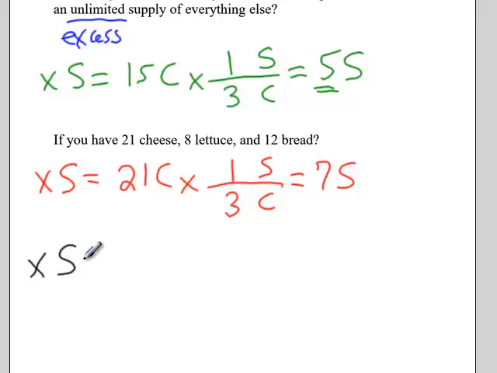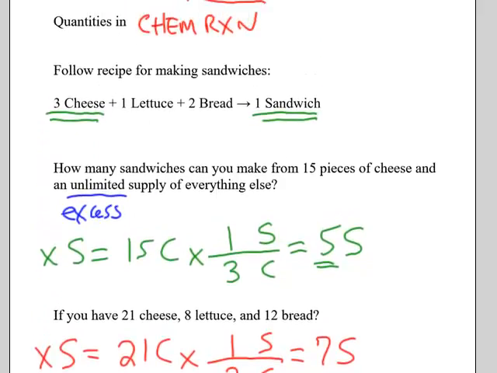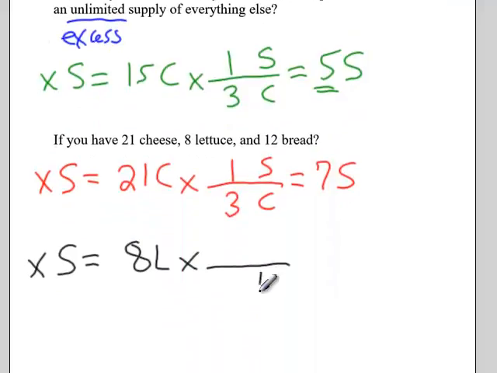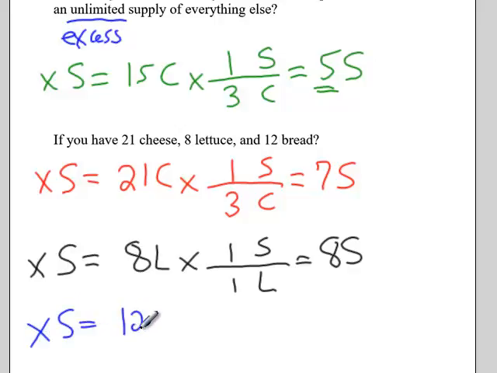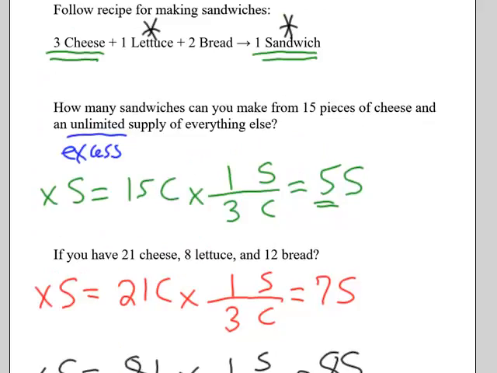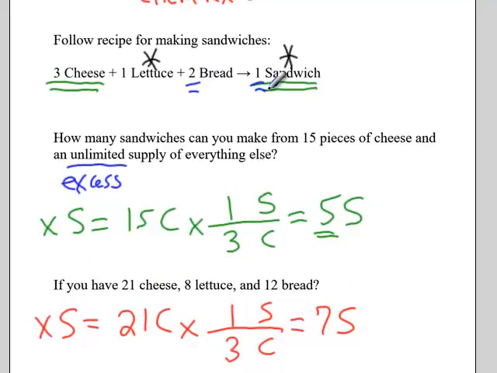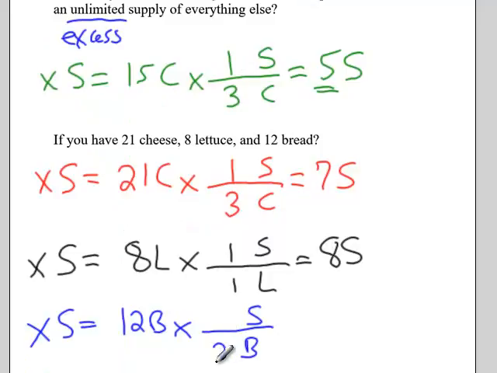So we want to figure out how many sandwiches 8 pieces of lettuce could make. And the relationship between lettuce and sandwich is 1 piece of lettuce makes 1 sandwich. So we turn lettuce into sandwich, fill in our ratio 1-to-1, so we have enough lettuce to make 8 sandwiches. For the bread, we're starting with 12 pieces of bread, and we're going to convert bread into sandwiches. This time it's a 2-to-1 ratio. So 2 pieces of bread make 1 sandwich, and we get 6 sandwiches.